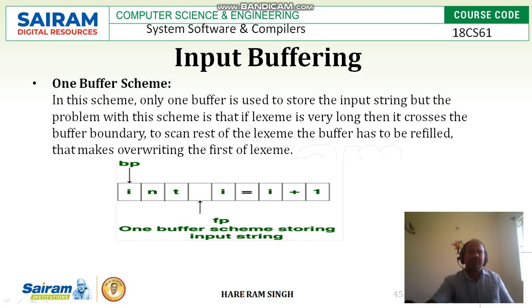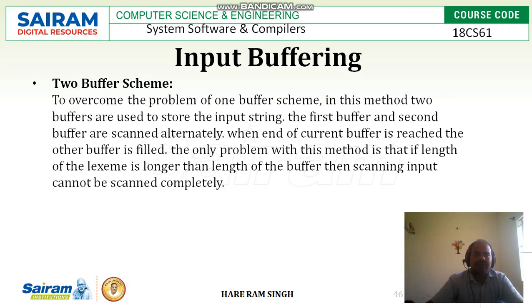Suppose it has 50 characters, and the buffer holds only 9. The remaining characters, where will you put them? Again, overwriting will happen. So that is the problem with the one buffer scheme. Then we go with the two buffer scheme.